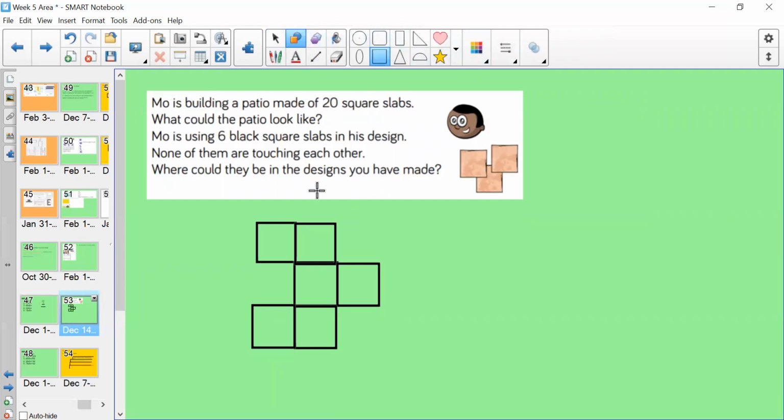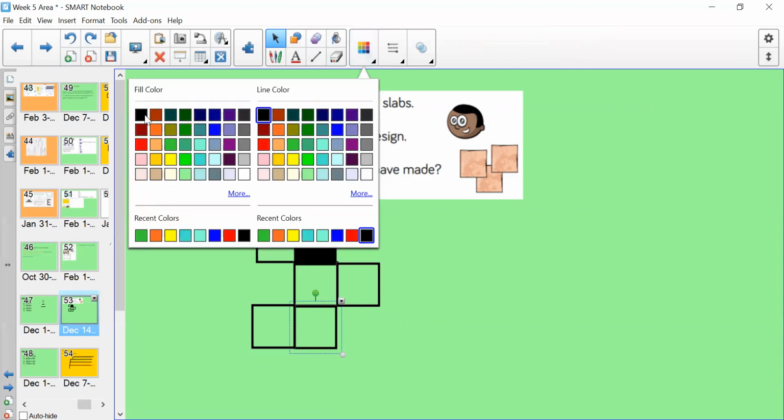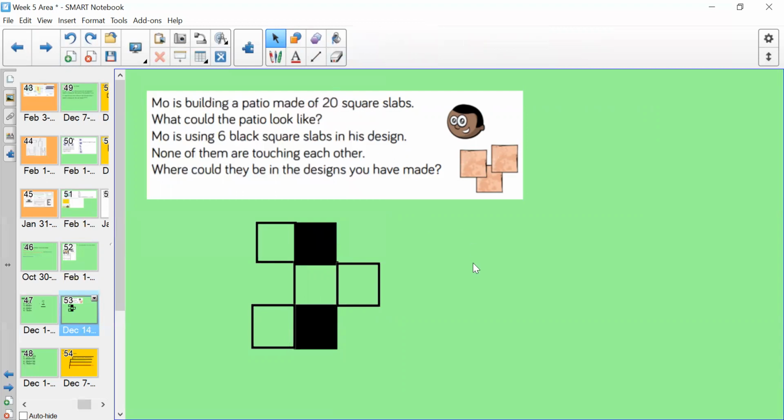So if I had to color in one of my slabs to make it a black slab, and then I had to fill this one and make it a black slab, I can't do that because they're touching each other. So I'd have to think about where another black slab could go. So it could possibly go here. So once you've designed your patio with your 20 squares, then you can color in 6 of them, but you need to make sure that they are not touching. And then if you want, you could have another go to see if you could make another design using 20 squares. Okay, so that is your assignment for today.